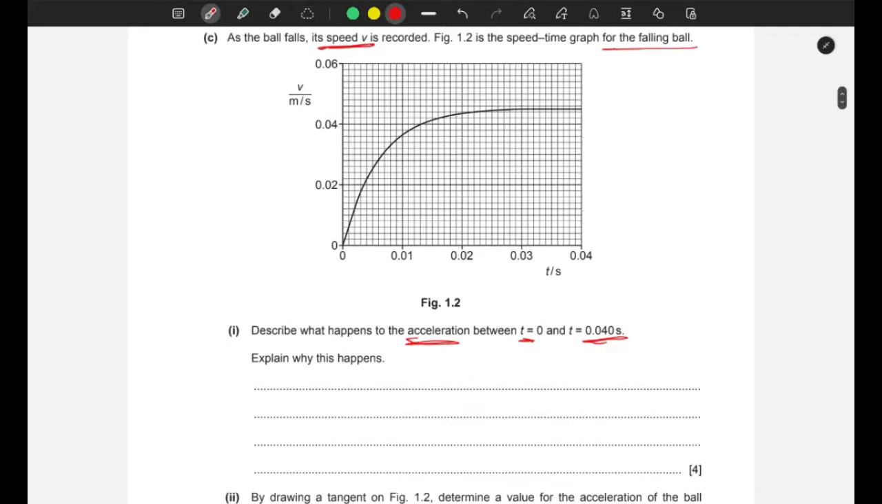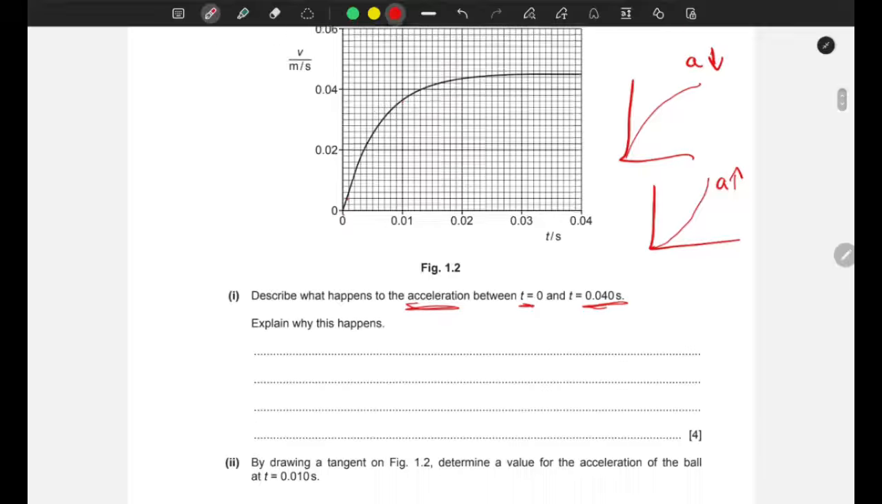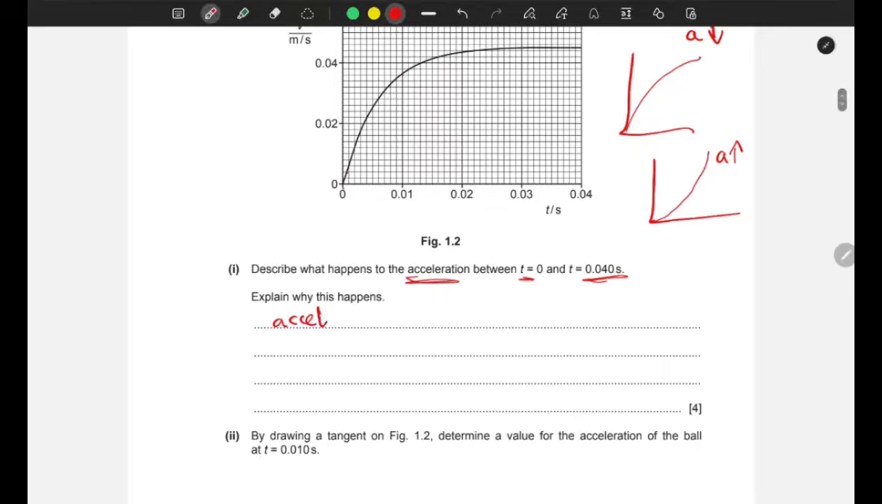So to explain this, from time 0 until maybe time somewhere around here, the acceleration is constant. But after a while, when we look at it, the gradient of a speed time graph represents the acceleration. Since the graph is something like this, the gradient is decreasing. So if the gradient is decreasing, acceleration is also decreasing. If the graph was something like this, acceleration would increase. But then acceleration is decreasing. That could be one of our points. So acceleration decreases.